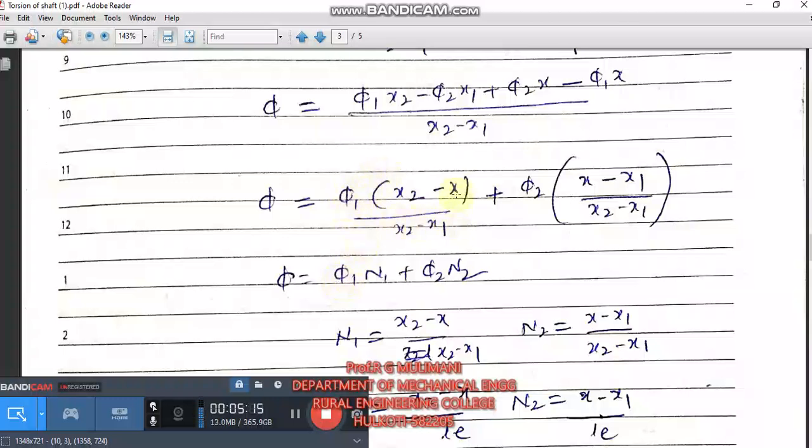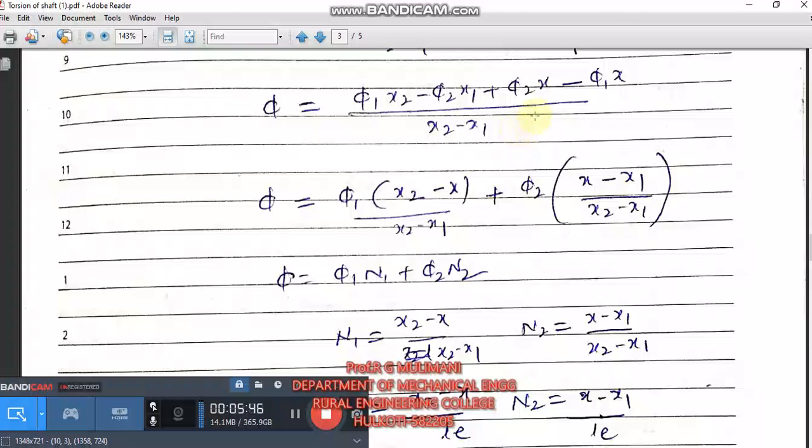Okay, this represents the shape function 1, that is at node 1. Then the coefficient of phi 2, how this value comes. Let us see what is the coefficient of phi 1 here. It is x2. One more phi 1 is here, so you take phi 1 outside, so phi 1 into x2 minus x divided by x2 minus x1.